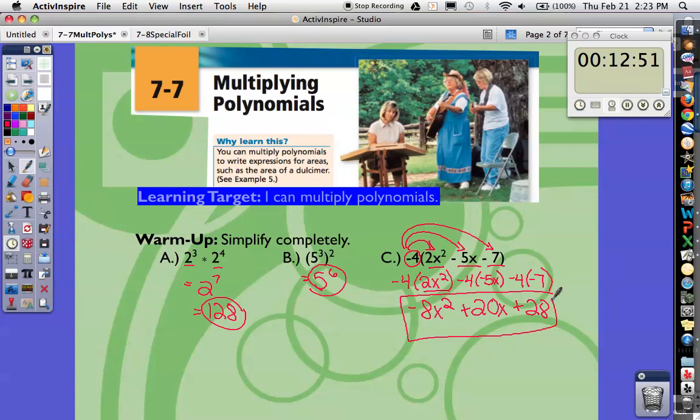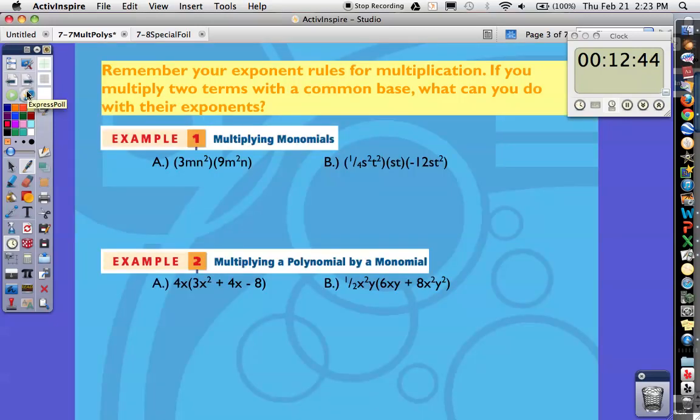So we're going to focus more on problems like C today. We're going to start with just monomials. What does mono mean? It means you have one term. So guys, if you take a look at the examples in example 1, this is just one term times another term, right? There's no plus or minus signs in there. Terms are separated by addition or subtraction. So you just have one term times another term.